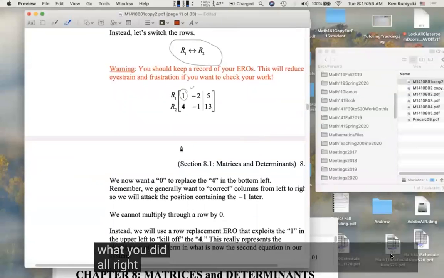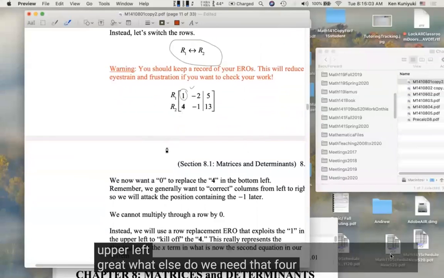All right. So we have a 1 in the upper left. Great. What else do we need? That 4 in boldface, we need that to be a what?